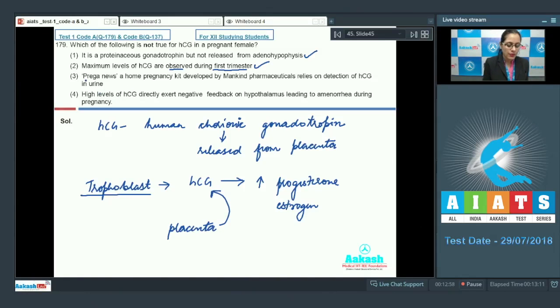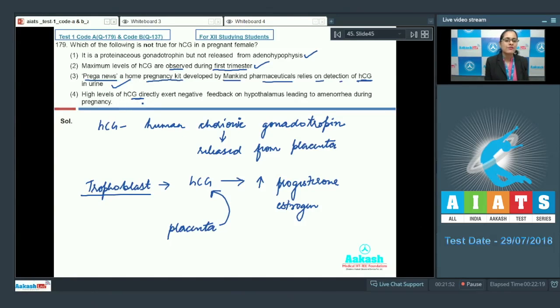Third option is Prega News, a home pregnancy kit developed by Mankind Pharmaceuticals, relies on detection of HCG in urine, and this is a correct option because it is the detection of this HCG which is released during the first trimester in urine, which will indicate the detection of pregnancy.